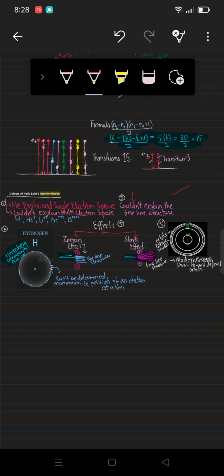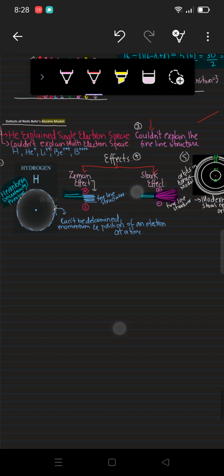However, the one which we are going to study right now is the de Broglie hypothesis. In that, we got to know that the electron can travel as a wave as well, right? Niels Bohr said that we can determine the position and the momentum of an electron at a time, but according to the Heisenberg uncertainty principle, we cannot determine the position and the momentum of an electron at a time. So in today's video, we are going to discuss the de Broglie hypothesis.